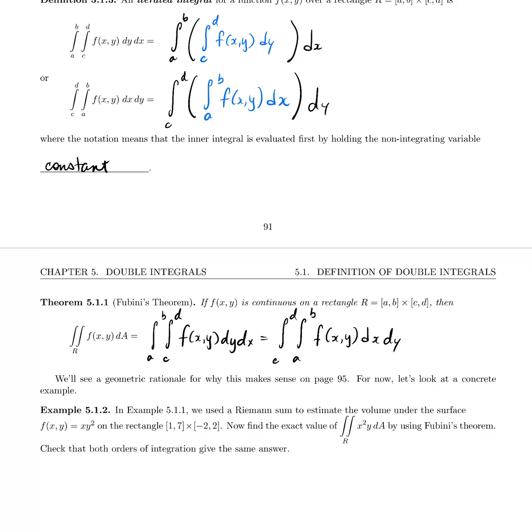Let me make sure I wrote this correctly. From a to b, from c to d, dy dx, and from c to d, from a to b, dx dy. Good. So we're going to see a geometric rationale for why this makes sense a little bit later. For now, let's leave that in this video, and in the next video we're going to do example 5.1.2, where we'll actually evaluate a double integral using iterated integrals. See you in a bit.